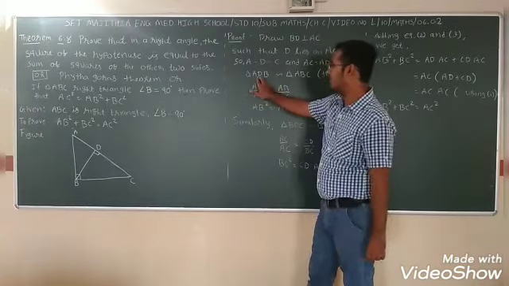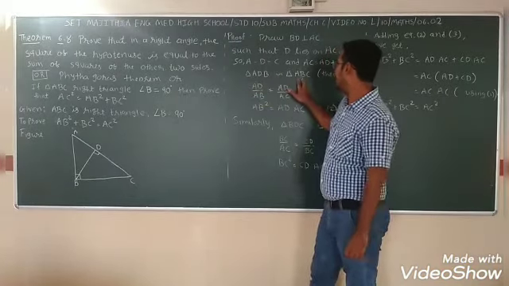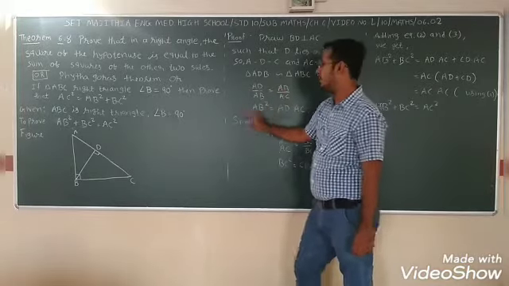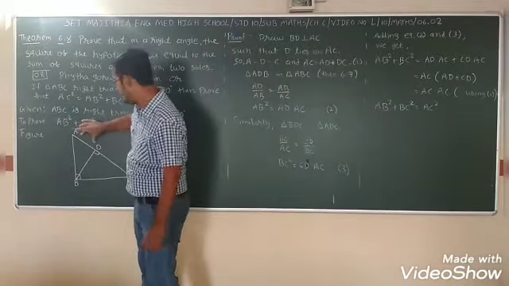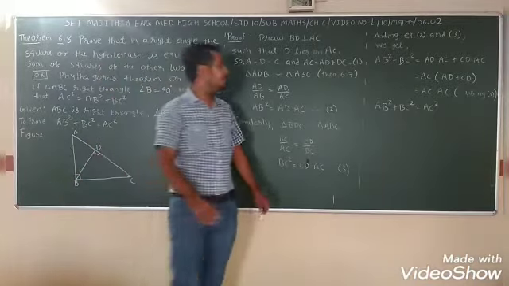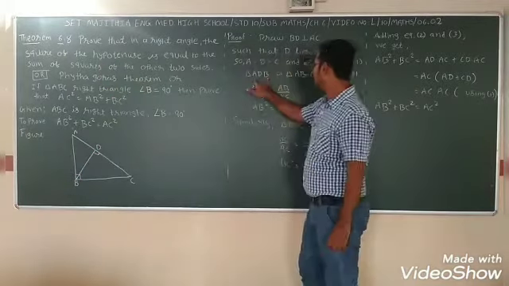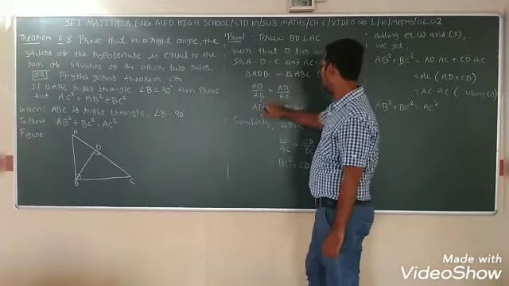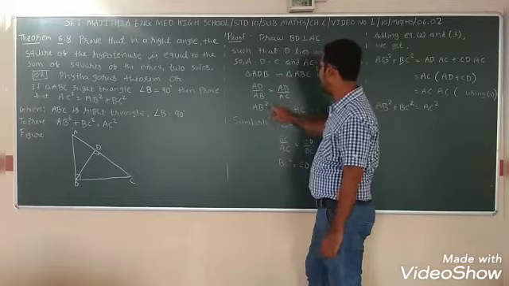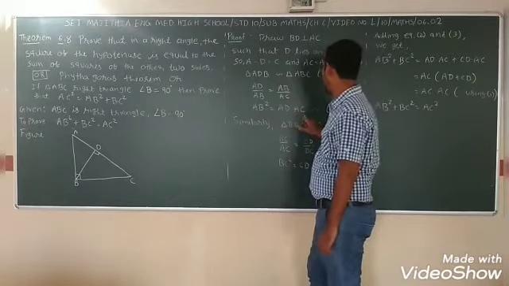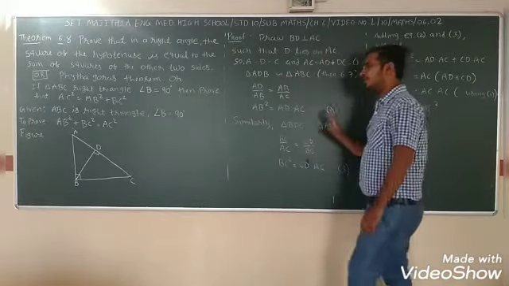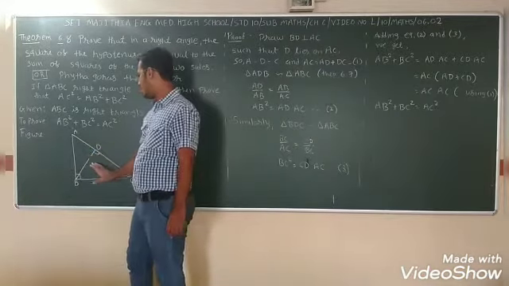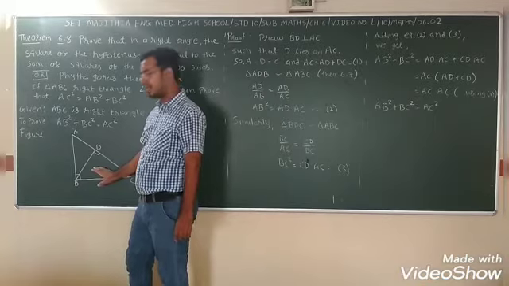Now side AD upon AB is equal to AB upon AC. Okay, now cross multiplication: AB into AB, AB square, is equal to AD into AC. Number 2. Now here I took the first part of the triangle. Now again take the second part. Now write for the second, BDC.